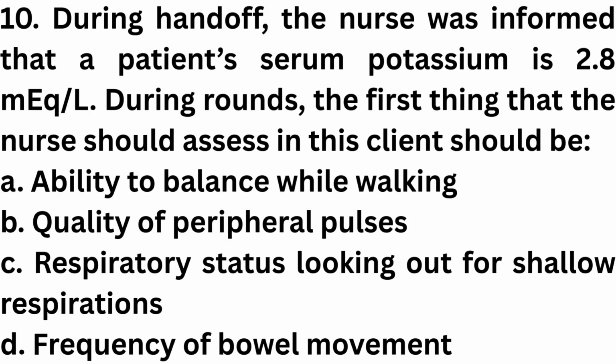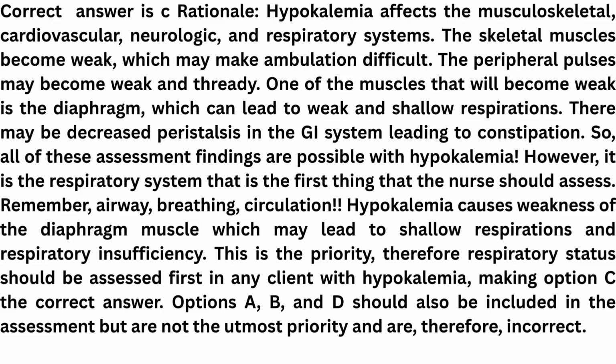10. During handoff, the nurse was informed that a patient's serum potassium is 2.8 mEq/L during rounds. The first thing that the nurse should assess in this client should be: A. Ability to balance while walking. B. Quality of peripheral pulses. C. Respiratory status, looking out for shallow respirations. D. Frequency of bowel movement. Correct answer is C. Rationale.